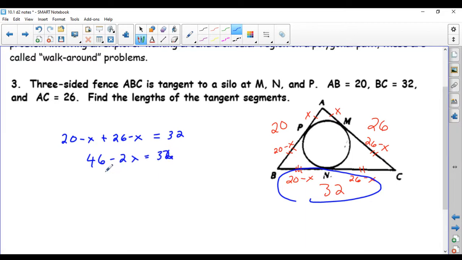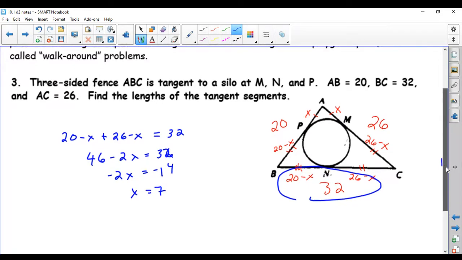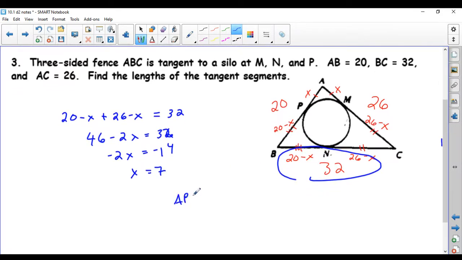equals 32. Let's subtract the 46 from both sides, negative 14. And when I divide both sides by negative 2, I get that X equals 7. So when I go back to this diagram, my X is 7, which means AP and AM both have lengths of 7. PB and BN are both 20 minus X. 20 minus 7 is 13. And then my last two segments, MC and NC, are both 26 minus X. 26 minus 7 is 19.